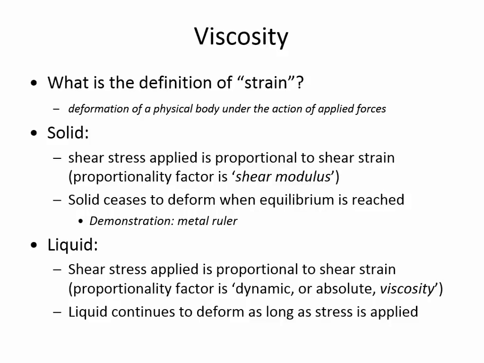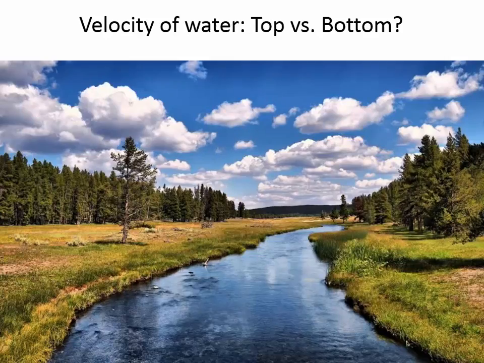Now, another way that we can consider solids and liquids as being different, it says here that a solid ceases to deform when equilibrium is reached. What that means is I'm pushing with a certain force on this ruler, and if I don't increase the amount of force, it's only going to bend so much. But in the case of a liquid, I can keep applying the same amount of stress to it, but it continually deforms because it's fluid. If I put an egg beater into a container full of a liquid and I turn on the egg beater, as long as I'm applying that shear stress, it's going to continue to deform. So that's one of the distinguishing factors between solids and liquids.